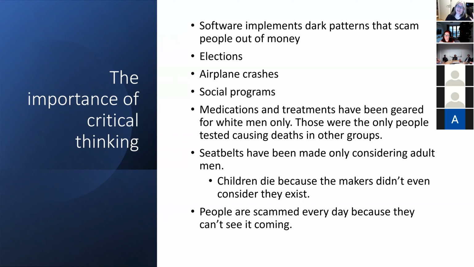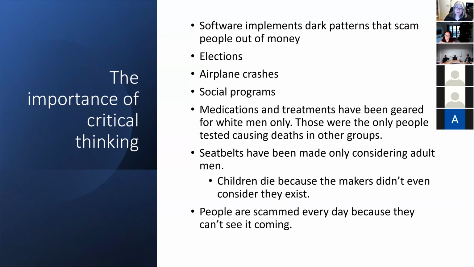Elections, right? I don't even need to say anything more about that. That's the importance of critical thinking. Think about the past few years. Airplane crashes, right? There have been airplane crashes that are traced back to pilot error, where there's a bias or critical thinking error. And then there are others where, of course, airplanes have just been designed poorly or not tested enough, or corners were cut, things like that.